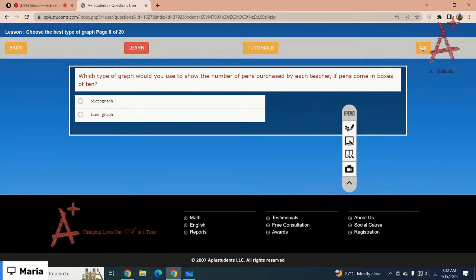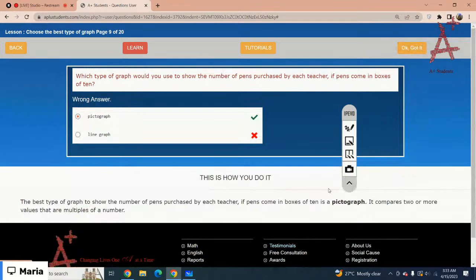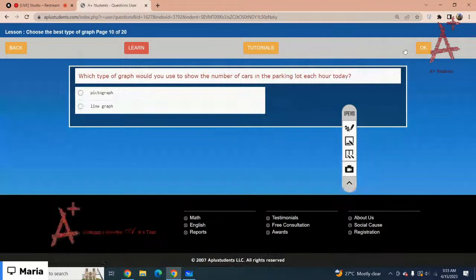Which type of graph would you use to show the number of pens purchased by each teacher if pens come in boxes of 10? It would be the line graph. Got it? Pictograph, because it compares two or more values that are multiples of a number. Got it?